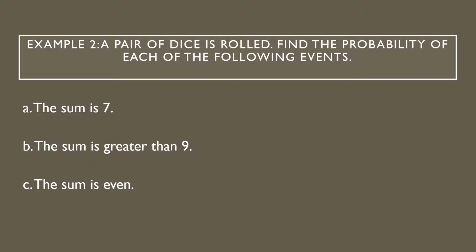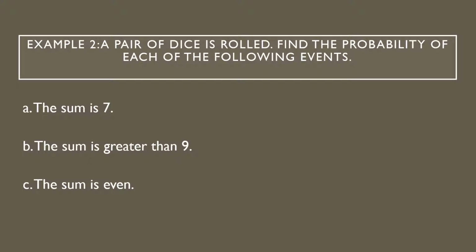Example 2. A pair of dice is rolled. Find the probability of each of the following events. If you see a problem like this, you know that you're going to have to use your little table. Now I'm going to show you how to fill out that table in just a second, but let's look at what some of the questions will look like. All of the questions on your homework will look like part A. So they'll say find the probability that the sum is 7.